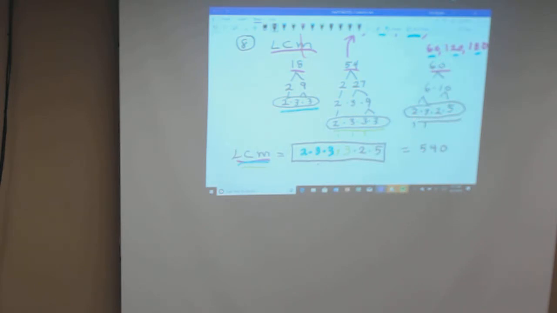2 3 3 in blue, 2 3 3 3 in blue and green, and then 2 3 2 5. I already had a 2 and a 3 in there. I just need to add the 2 and 5. Then the question is, what is this number? And that number is 540. 3 times 3 is 9, times 3 is 27, times 10 is 270, times 2 is 540.